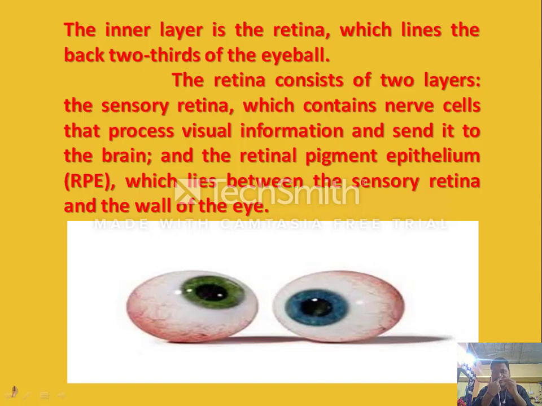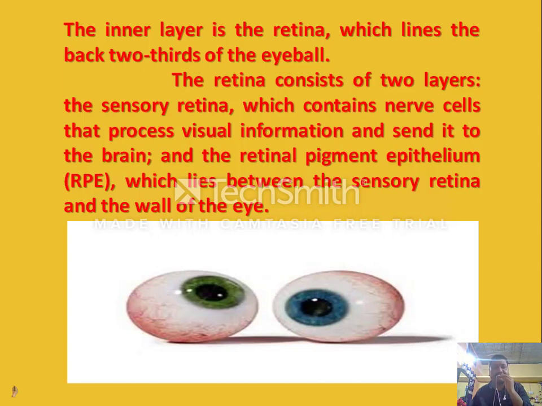The inner layer is the retina, which lines the back two-thirds of the eyeball. The first layer is sclera, the second layer is choroid, and the innermost layer is the retina. So inside the eye, the innermost part is the retina, and the retina covers almost two-thirds of the eyeball.